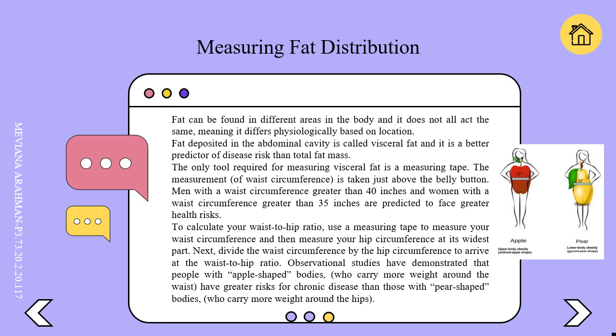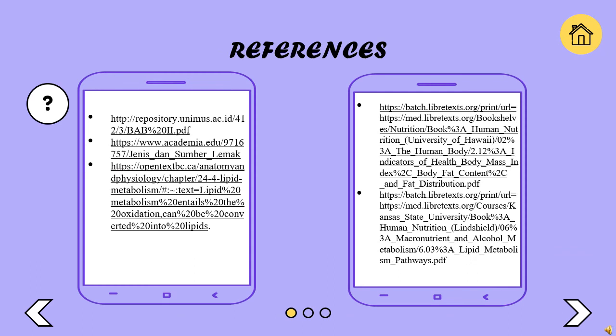Observational studies have demonstrated that people with apple-shaped bodies, who carry more weight around the waist, have greater risk for chronic disease than those with pear-shaped bodies, who carry more weight around the hips. So this is the reference that we use in this video.